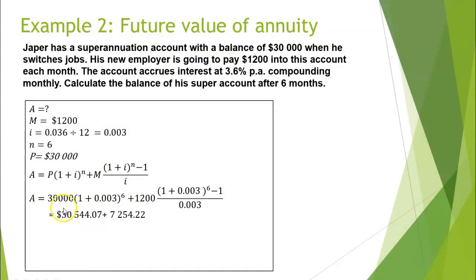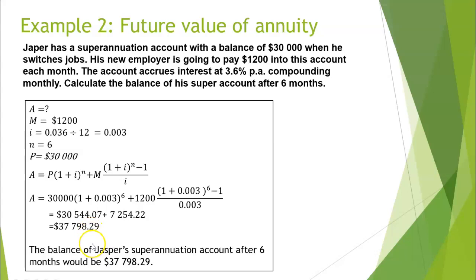So here's my $30,544.07. Here's my $7,254.22. Add them together, and I get $37,798.29. So the balance of Jasper's superannuation account after 6 months would be $37,798.29.